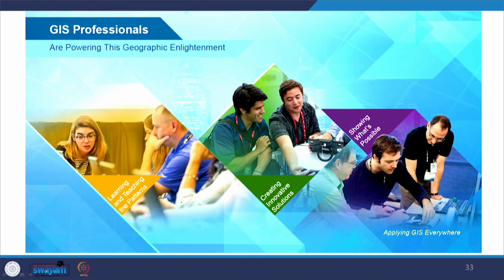So this is showing that GIS professionals are powering geographic enlightenment. They are creating innovative solutions. People are learning and teaching the patterns. They are showing what is possible from this, and they are applying the GIS everywhere. So it is the people, it is the experts, it is the knowledge of the people which is important to make effective use of the GIS.